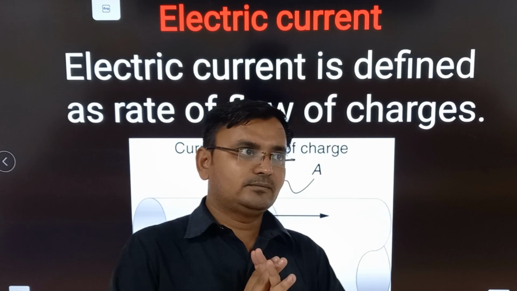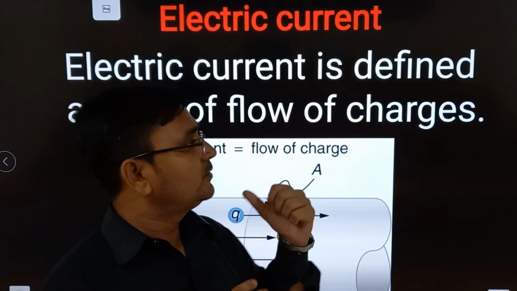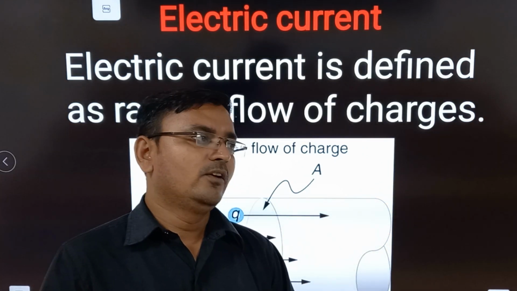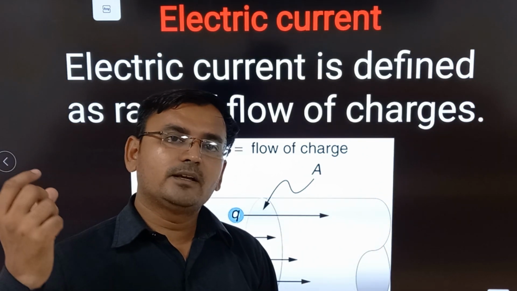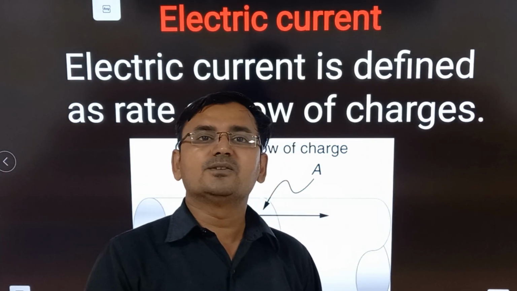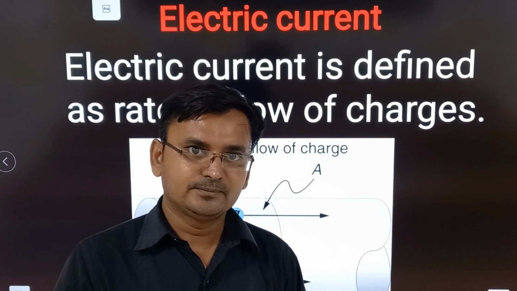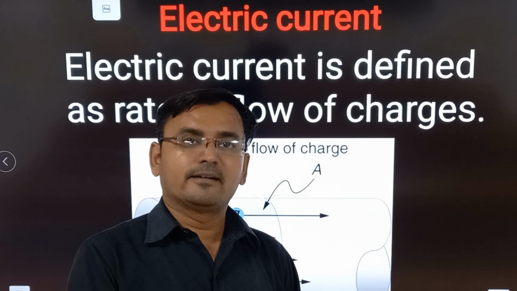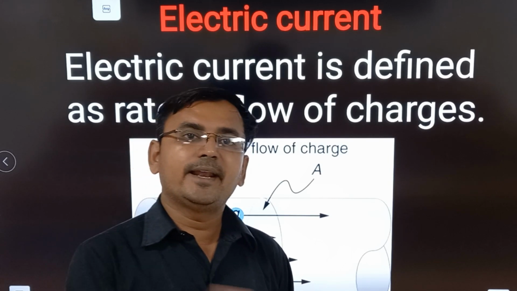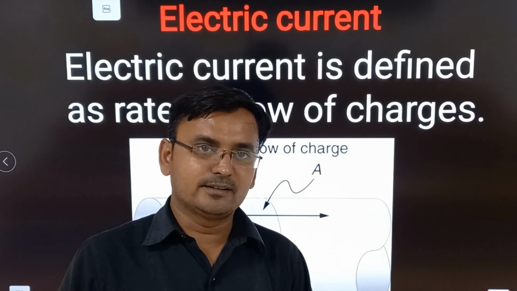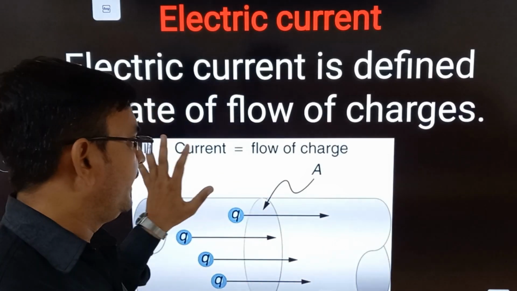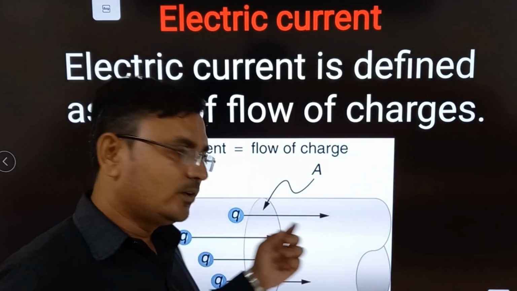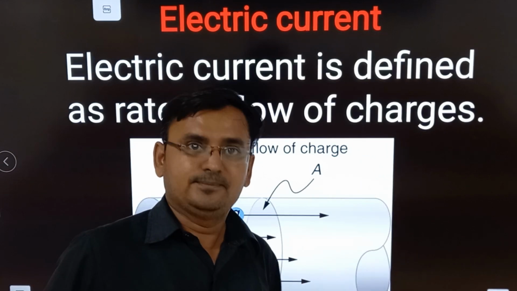I would like to discuss water current. What is water current? It is nothing but the flow of water, right? Then somewhere we can say air current. The flow of air is known as air current. In the same way in electricity, electric current is nothing but the flow of charges.